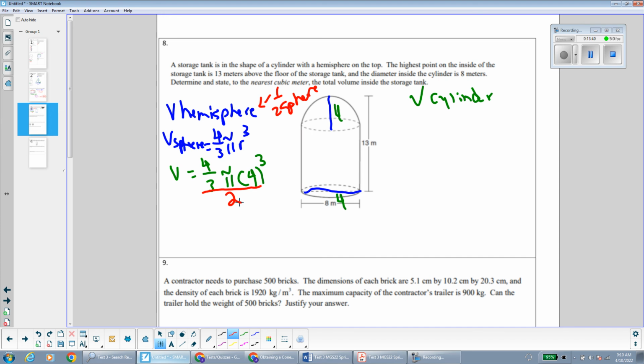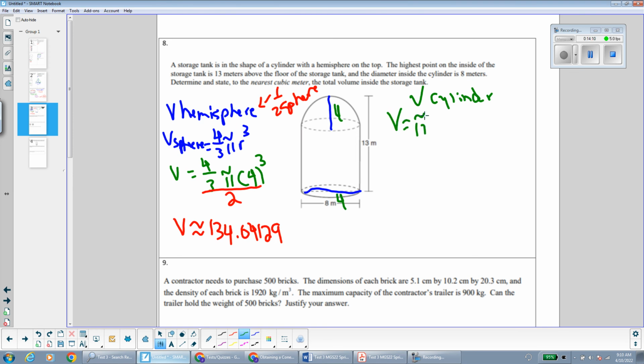So we have 4/3 pi 4 cubed. I'm going to put that into my calculator. Then I'm going to divide that by 2. And I get that the volume of the hemisphere part, that's the top, is approximately 134 point, and let me keep a couple of decimal places for now. We don't want to round early until the very last step. Otherwise, it's very likely we're going to end up with a rounding error.